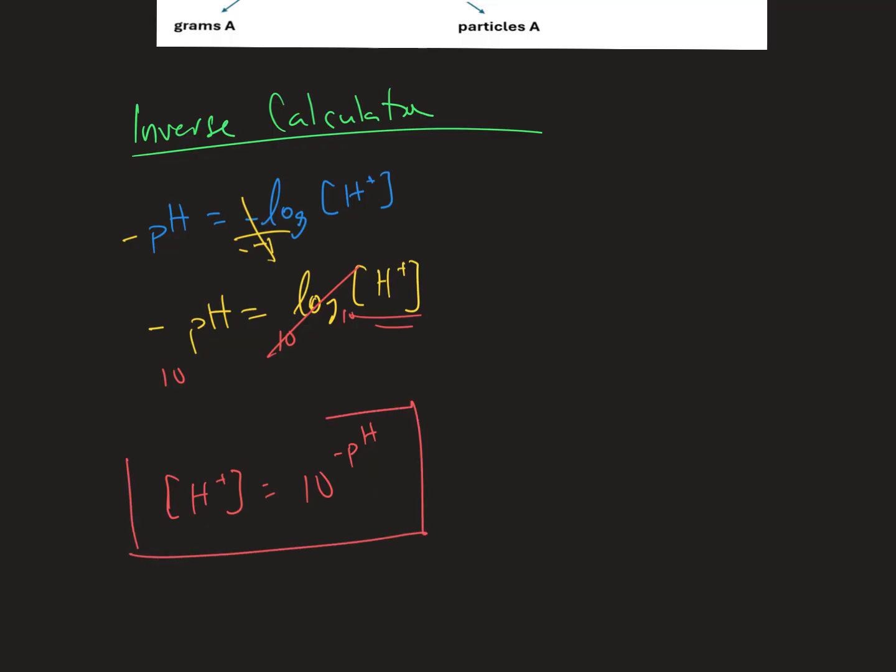This is all you need. And I could do the exact same thing with pOH, and I'd get the hydroxide ion concentration is equal to 10 to the negative pOH. Good? So if you didn't like that math, don't worry about it. You don't have to do it. But that's how we get that.